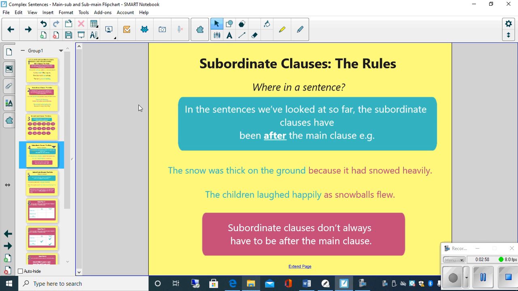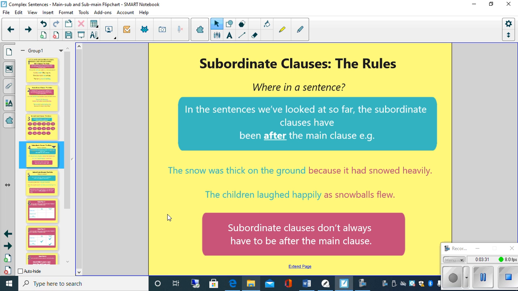So the rules about the subordinating clause. In the sentences we looked at so far, the subordinating clause has been after the main clause. The snow was thick on the ground because it had snowed heavily. Because it had snowed heavily is the subordinating clause. The children laughed happily as snowballs flew. As snowballs flew is the subordinating clause. And as you can see in both of these, we have got the subordinating conjunctions.